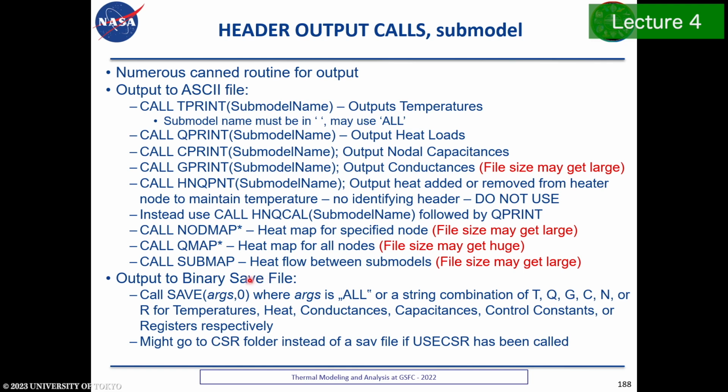The output to the binary files, there's a call save, and then put the arguments, and this can be a combination of T's, Q's, G's, C's, N's is register, or I forget what N's is. I have to look at that. Control constants, there we go. And then registers. If you have called use CSR, then it would go to a CSR folder rather than a save file.